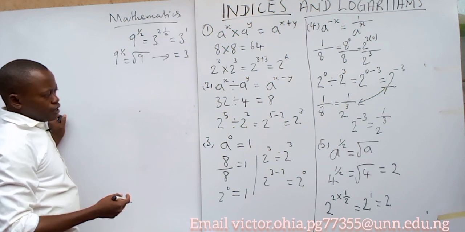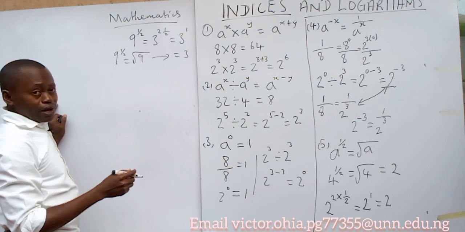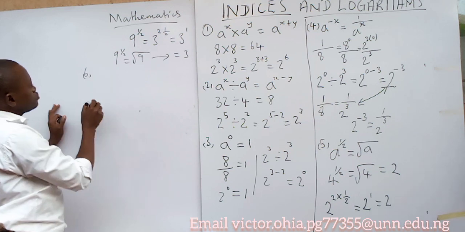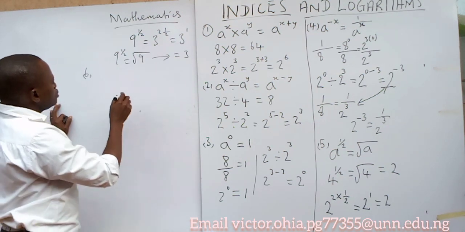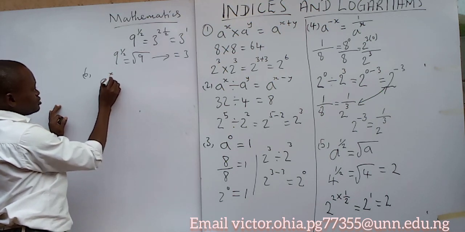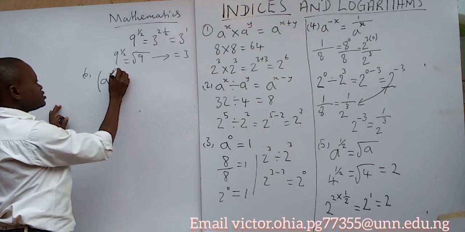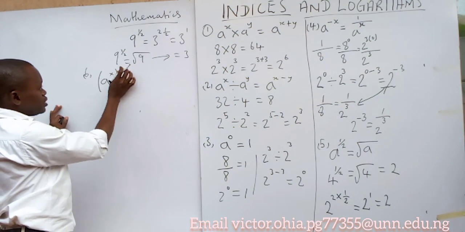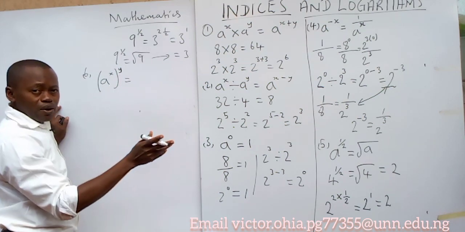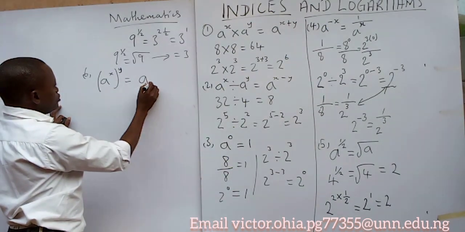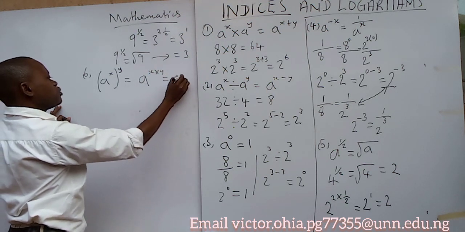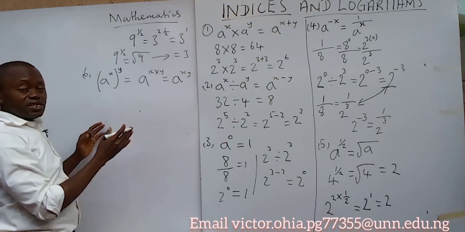The next thing we are going to look at is the product power law, which I mentioned there. That should be number 6. Now, what does the product power law say? It says if you have A that has an index X, but this is raised to another index Y, what you should do is take the product of the powers. That is to say, A will become raised to power X times Y, which is A raised to power XY. Do you see that?